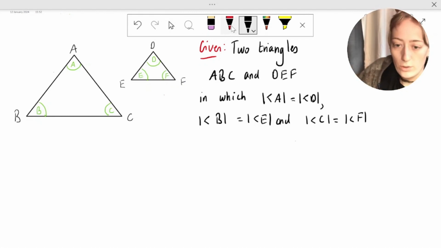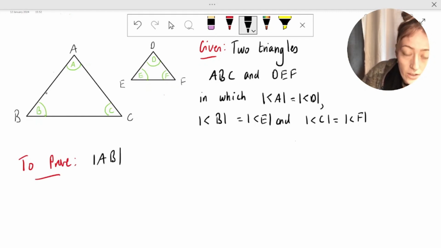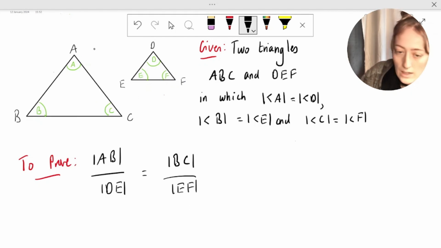Okay, so we want to prove that the sides, the length of the side AB over the length of the side DE is equal to the length of the side BC over the length of the side EF, and this is equal to the length of the side AC over the length of the side DF.